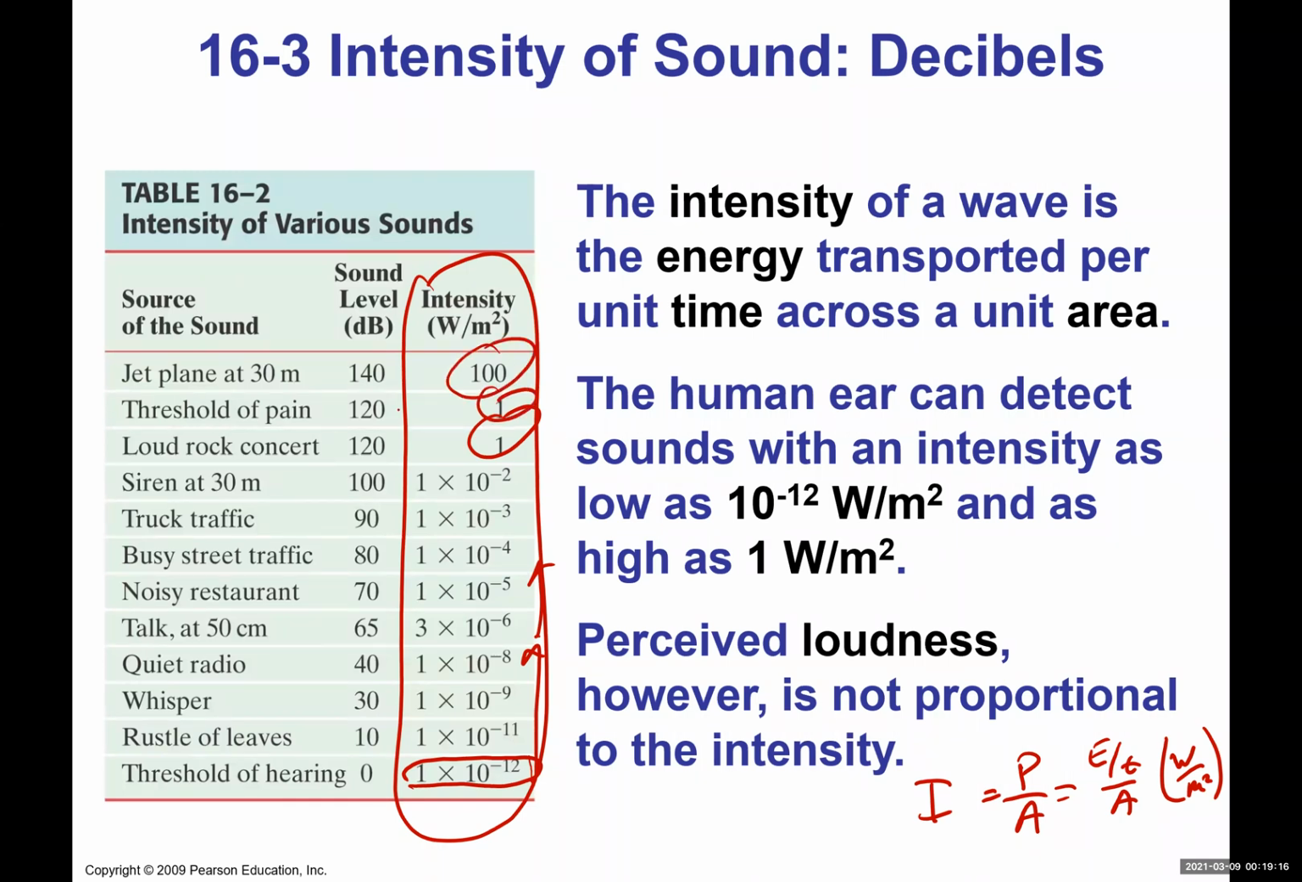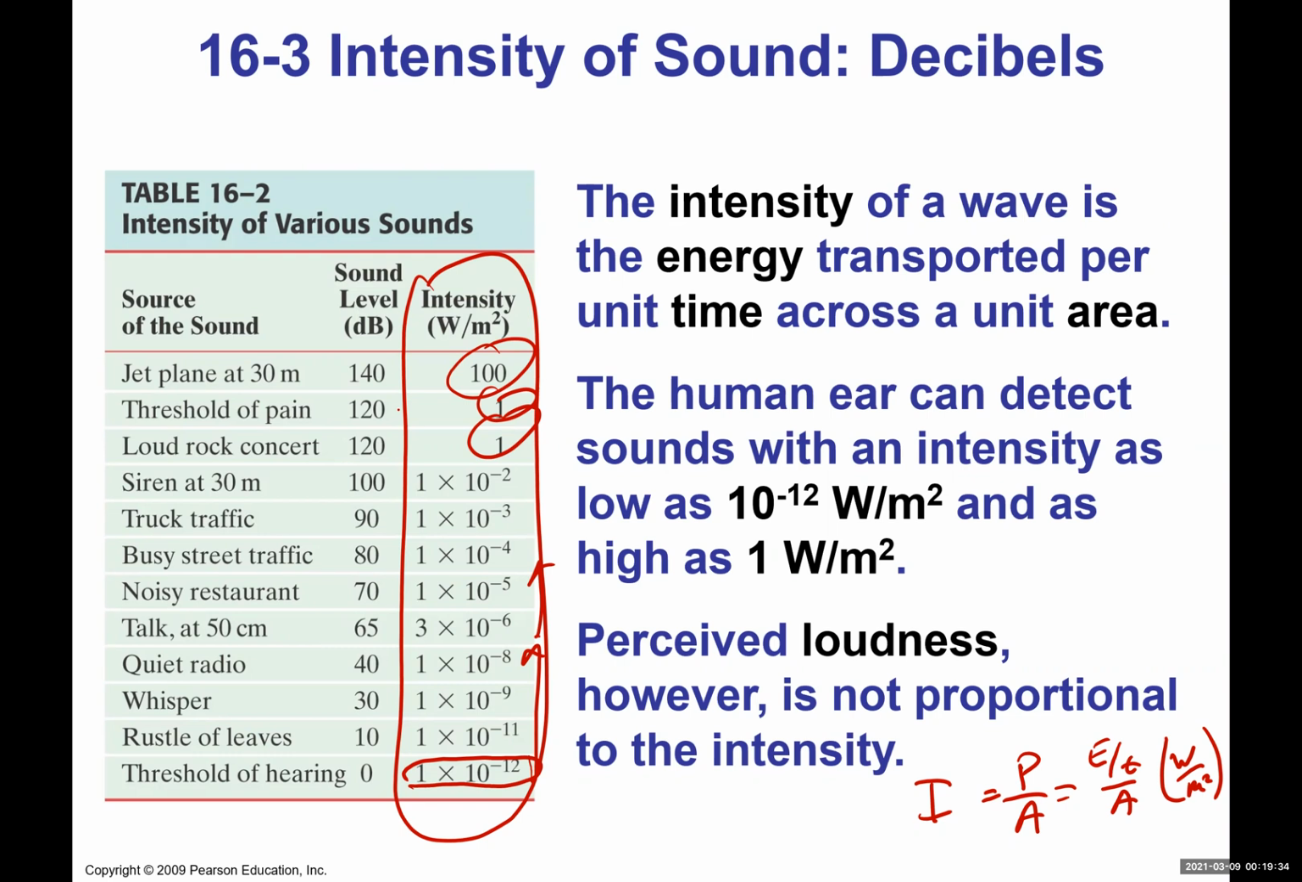That means, and a jet plane and things like that. Those are such high intensity, such high energy that, let's say, the membrane in your ear starts vibrating so violently that it can technically rupture. So that's why it's the threshold of pain. It can be actually painful for you.